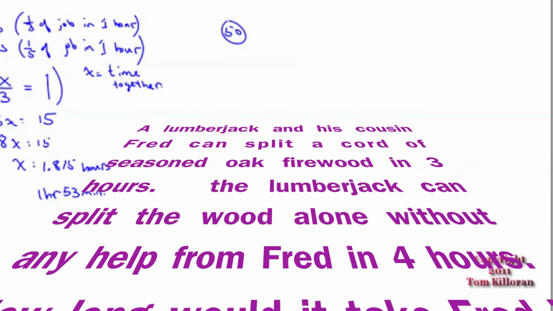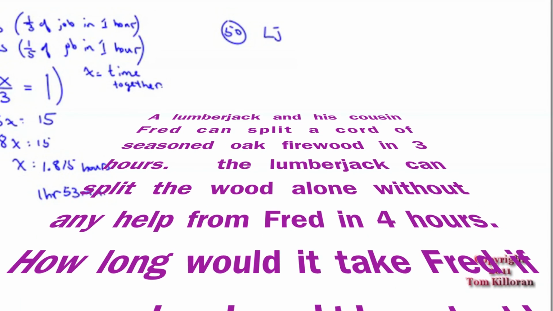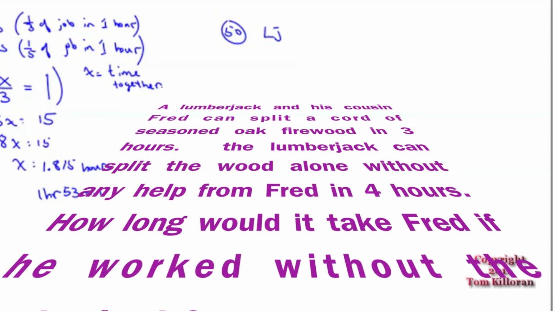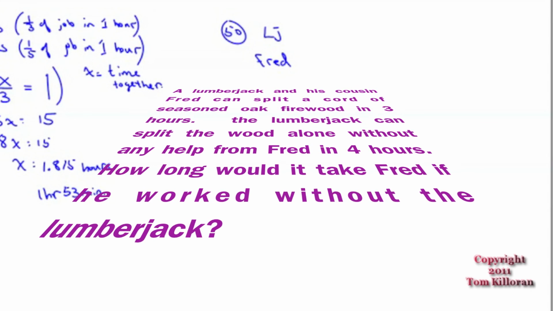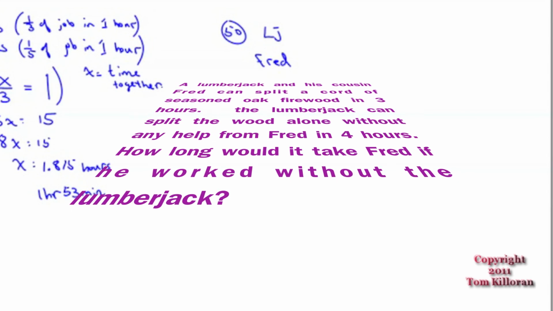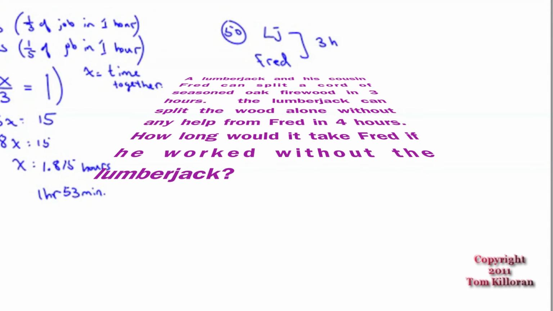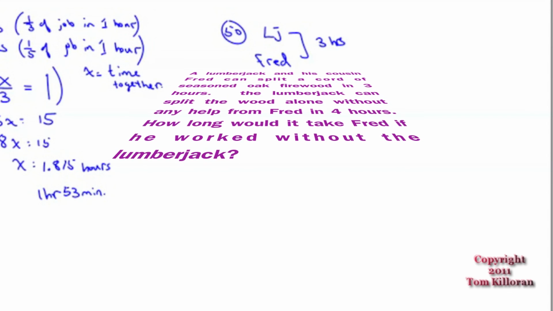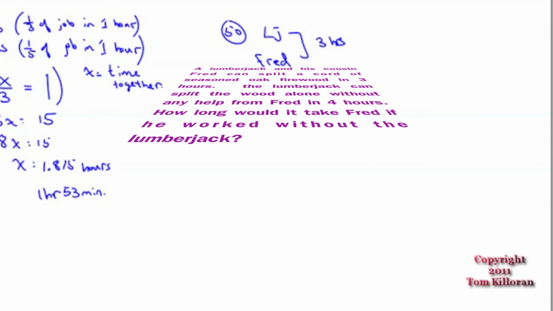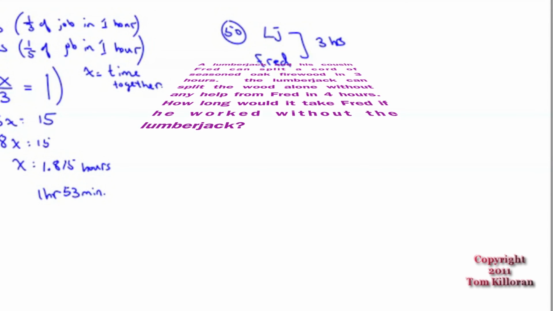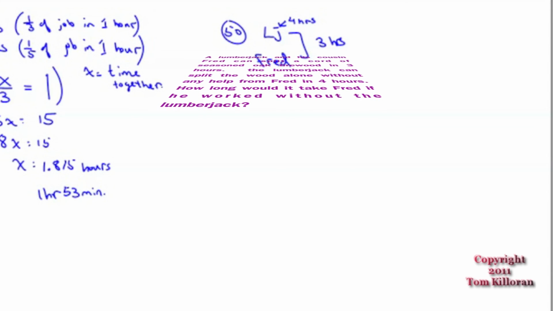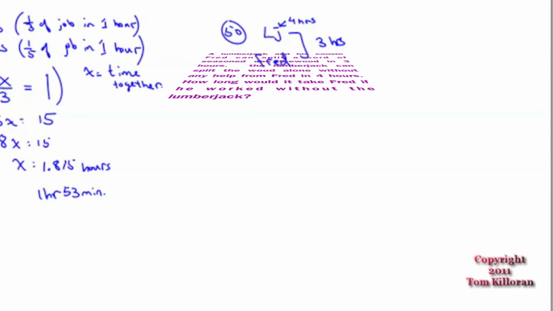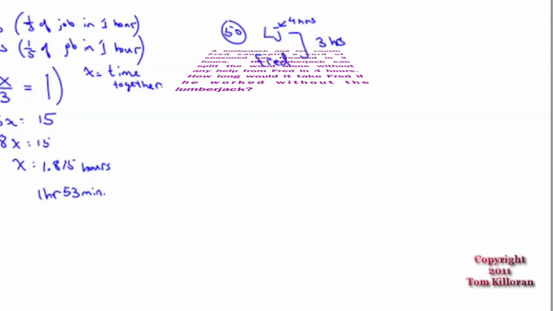A lumberjack and his cousin. Why did they do that? Lumberjack and his cousin Fred. Why can't they give them both names? It would make life so much easier. Can split a cord of seasoned oak firewood in 3 hours. So together, they can do the job in 3 hours. Okay. Without any help from Fred, the lumberjack can do it in 4 hours. So by himself, 4 hours. Okay. How long will it take Fred if he worked without the lumberjack? So in other words, Fred becomes X hours.